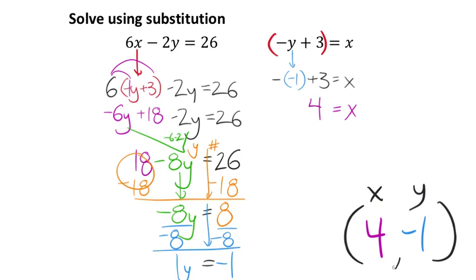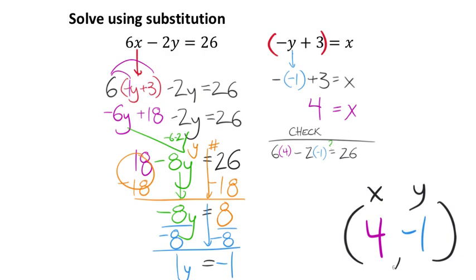But let's check just to make sure. Okay, so we tested the second equation. Negative 1 plus 3 would be 4. That would be true. But I need to check the first equation. So let's get this written out. 6x minus 2y equals 26. Okay, so we have the x value already. We're pretty sure it's 4. And we have the corresponding y value, which was a negative 1.